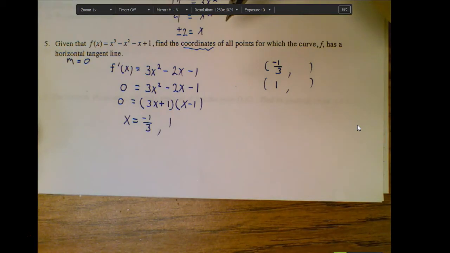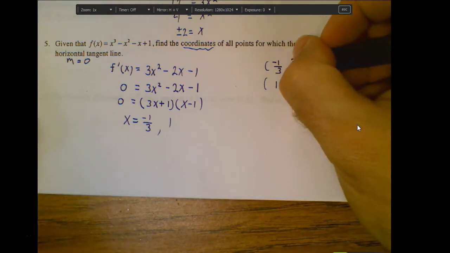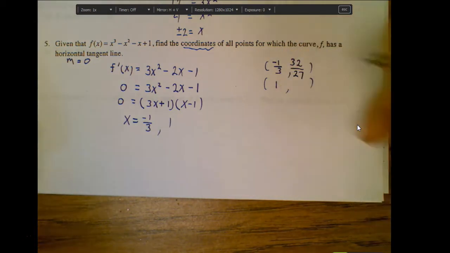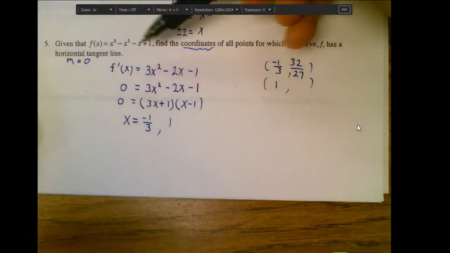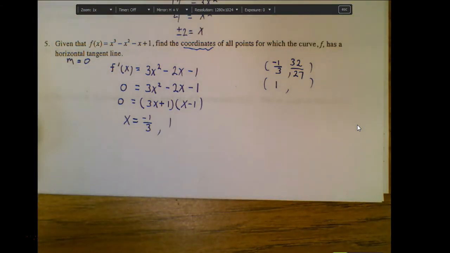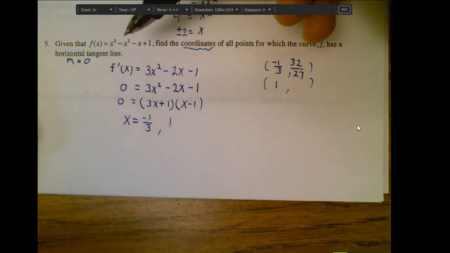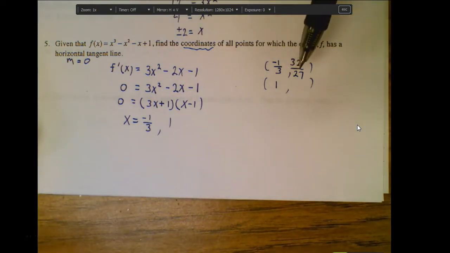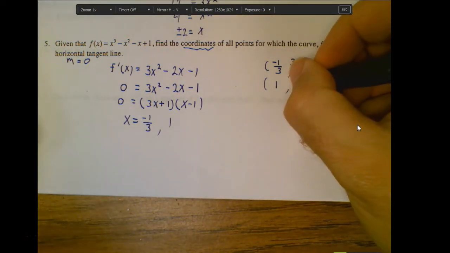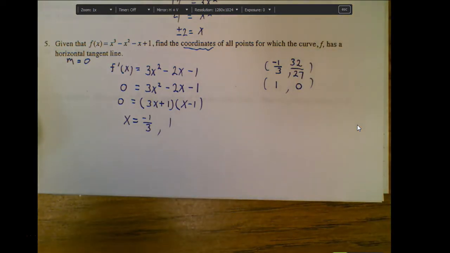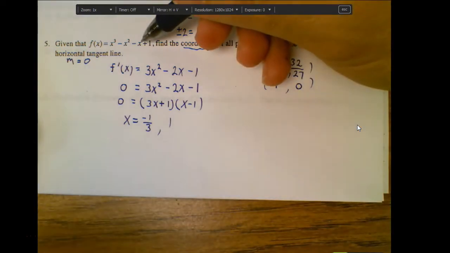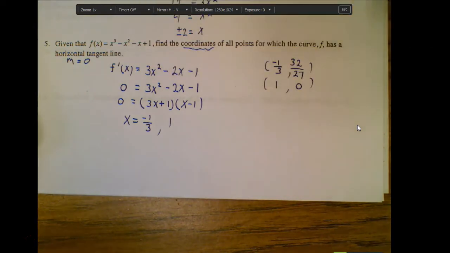we are going to get a 32/27 result from doing that. Obviously that's something you could do on a calculator, so that's a bit of an ugly fraction, but some easy calculator work would take care of that for you. For the other one, if I sub in a 1, this one will be a little easier. If you plug in a 1, you come out with 0. And there you go. Those are the 2 points on this function where you would see horizontal tangent lines.